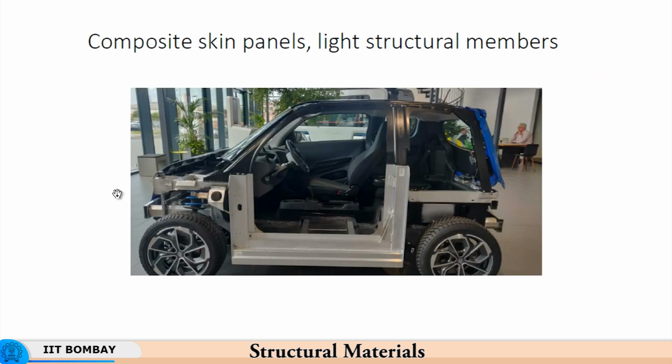So here is some example of a car. This is an electric car where they have eliminated metallic skin panels and used composite skin panels. So they have reduced the weight very significantly, and the structural members of the chassis have been replaced by aluminum. Normally steel is used as structural member, but now they have replaced it by aluminum. So this way the entire weight of the vehicle has come down.